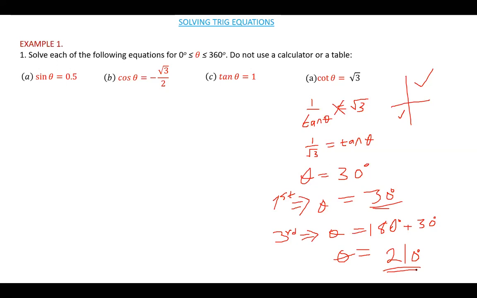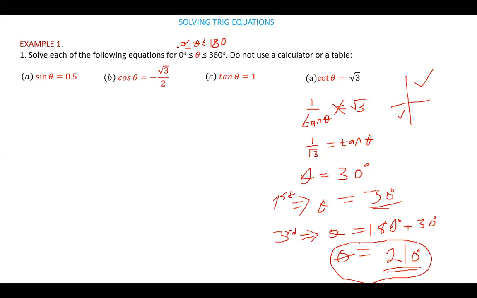There are sometimes when you've been given a range, or I don't know why I keep on repeating range, a given domain here, maybe from 0 less or equal to theta less or equal to 180 degrees. If this was our domain, this 210 is out of the domain that we've been given, meaning it's not part of your answer.